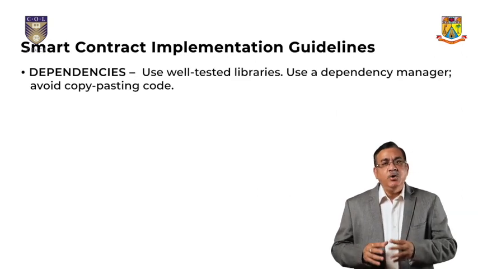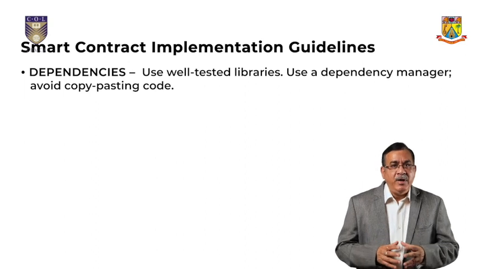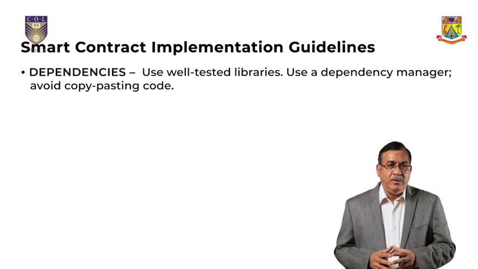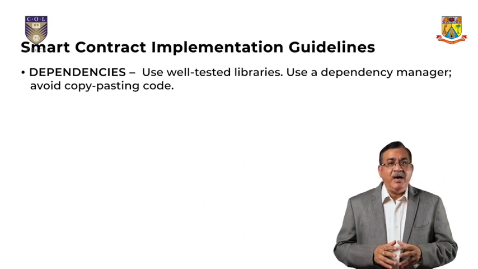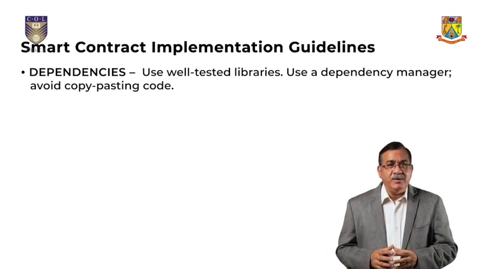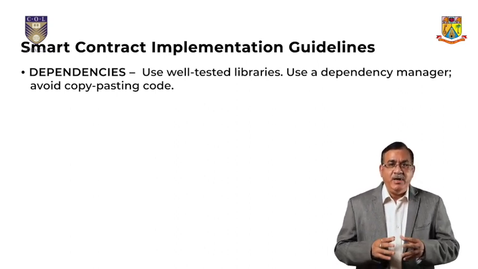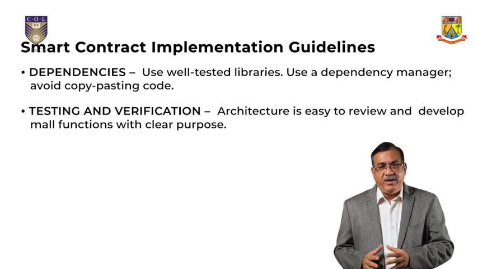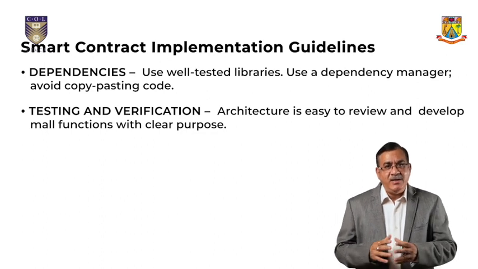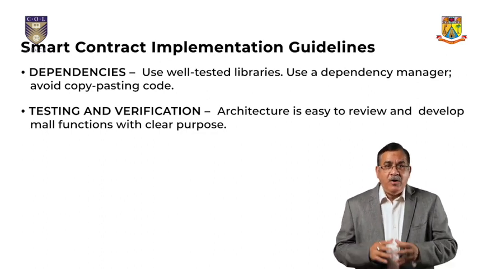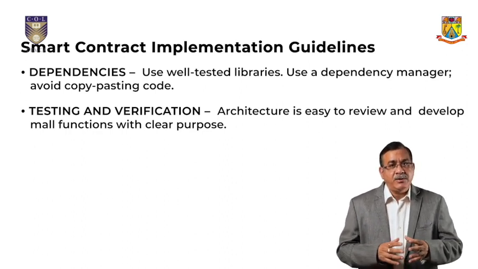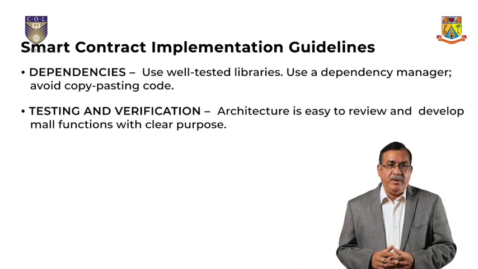Dependencies. Use well-tested libraries. Importing code from well-tested libraries will reduce the likelihood that you write buggy code. Use a dependency manager and avoid copy-pasting code. If you rely on an external source, then you must keep it up to date with the original source. Testing and verification. This activity often takes somewhat of a backseat in the entire development cycle, though all of you know how important it is. An extensive test suite is crucial to build high-quality software.